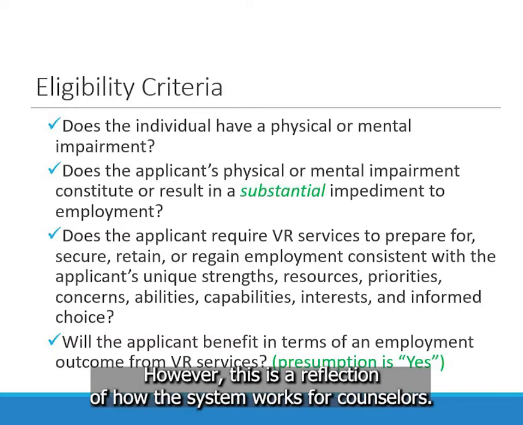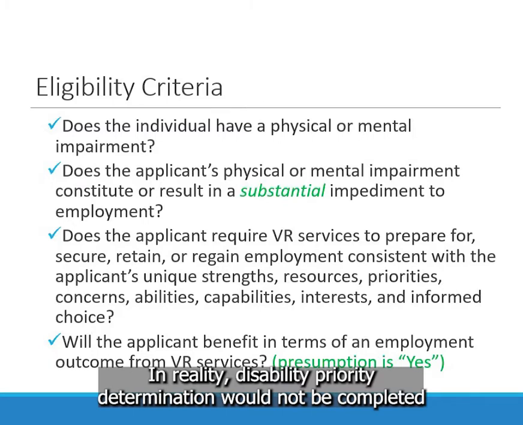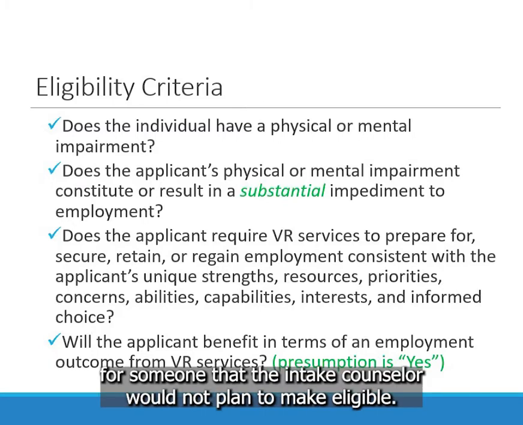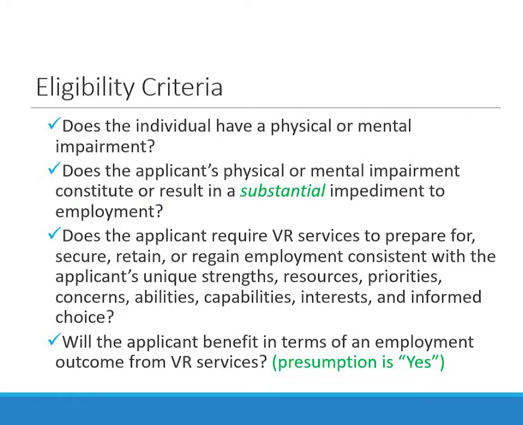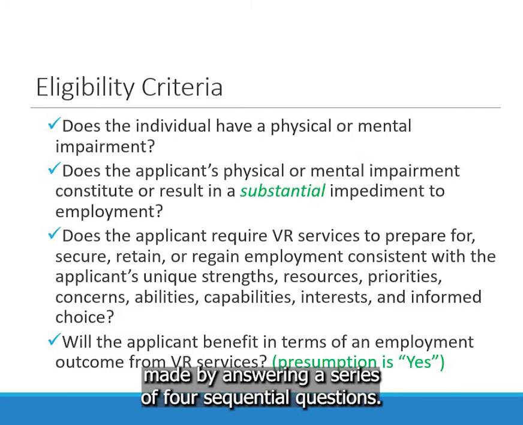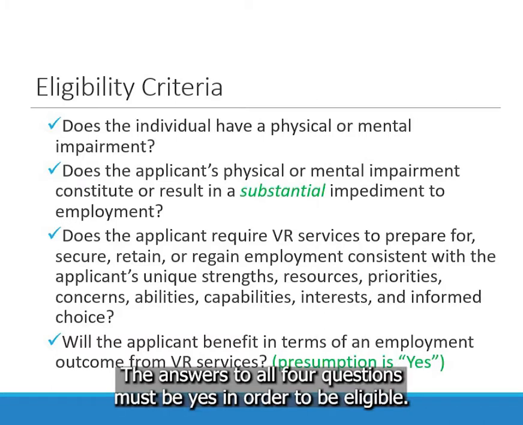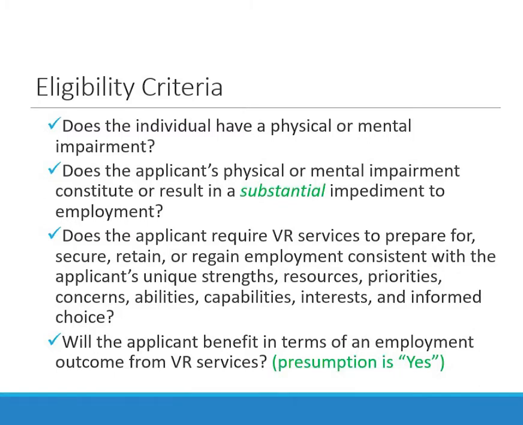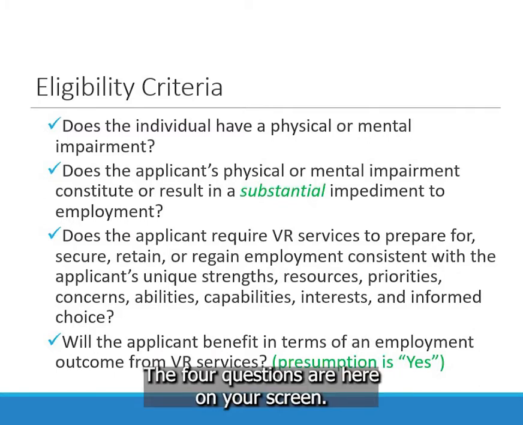However, this is a reflection of how the system works for counselors. In reality, disability priority determination would not be completed for someone that the intake counselor would not plan to make eligible. As for the eligibility criteria, this is a determination made by answering a series of 4 sequential questions. The answers to all 4 questions must be yes in order to be eligible. The 4 questions are here on your screen.